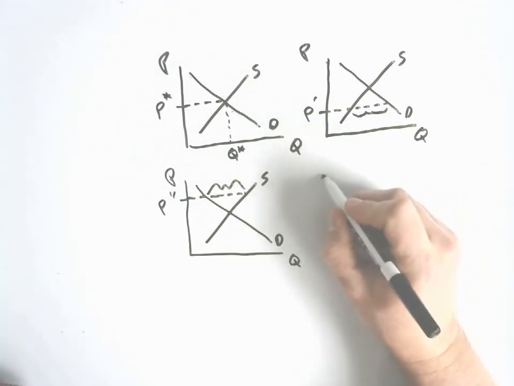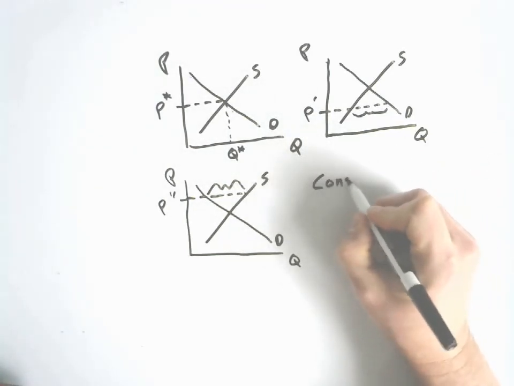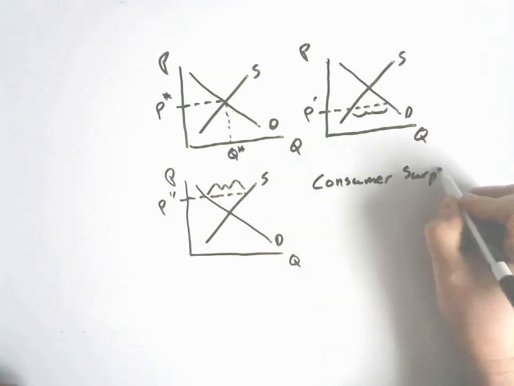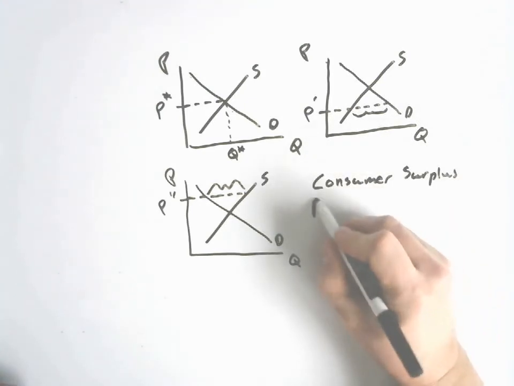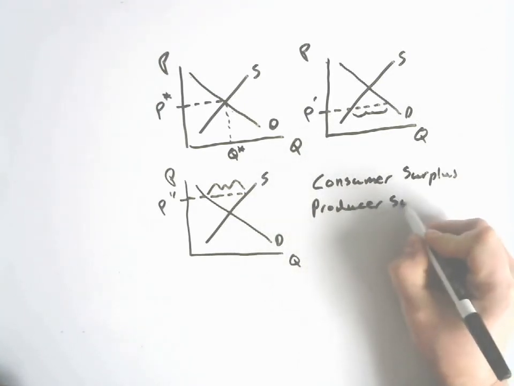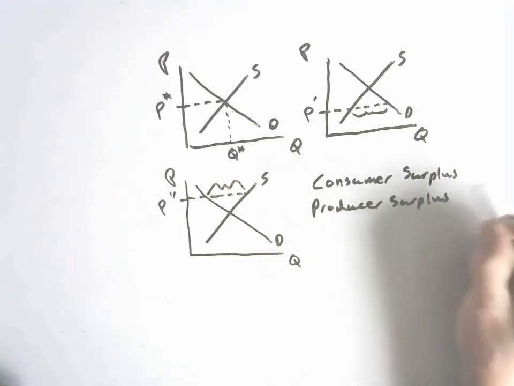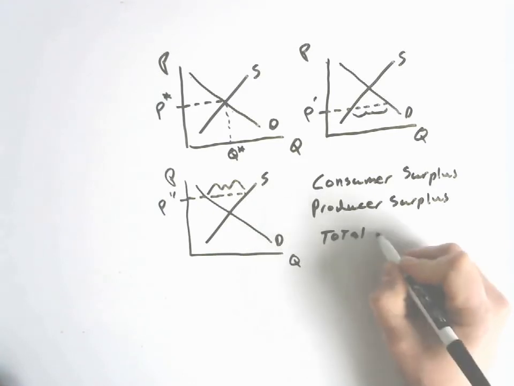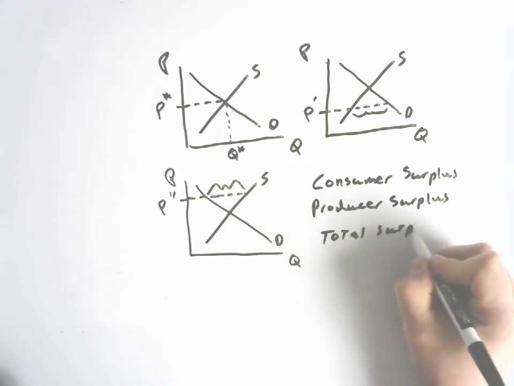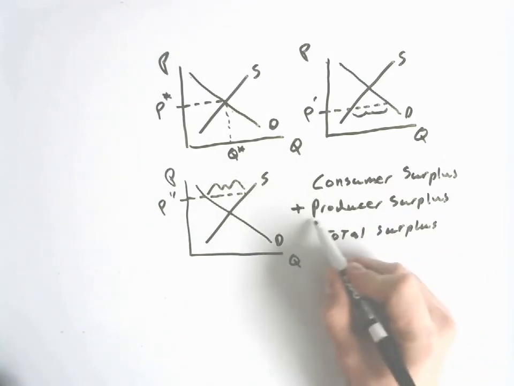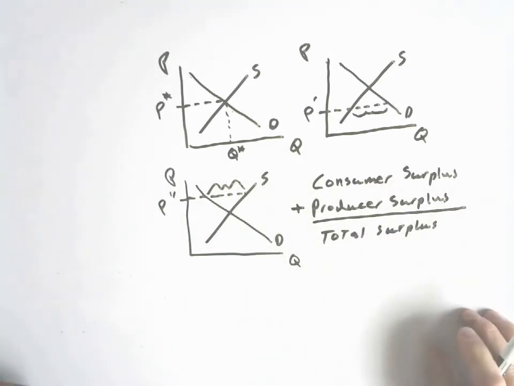And in order to do that, we have to bring in three concepts. The concept of consumer surplus, producer surplus, and finally total surplus. And all total surplus is, is the sum of producer and consumer surplus. Add those two together, we get total surplus.